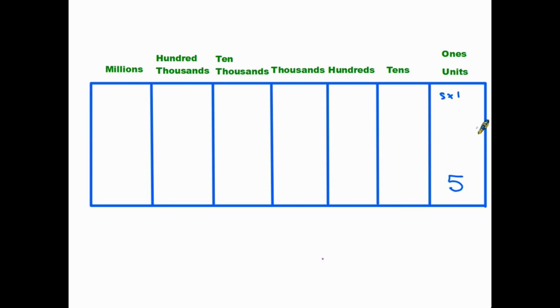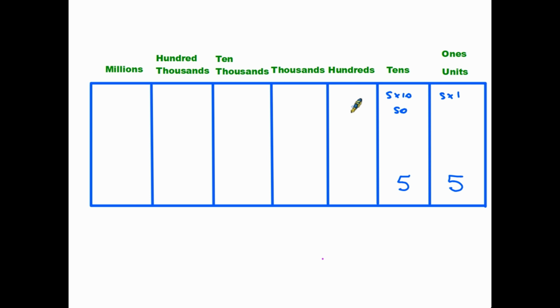Now when we move on to the next column, it's a little bit different because each number in this column is actually valued in tens, not in ones. So if we have a 5 in this column, it would actually be 5 times 10. These are all tens. So the value is 50. So when we add a 5 here, we now have the number 55.